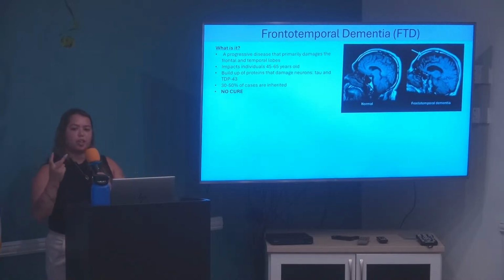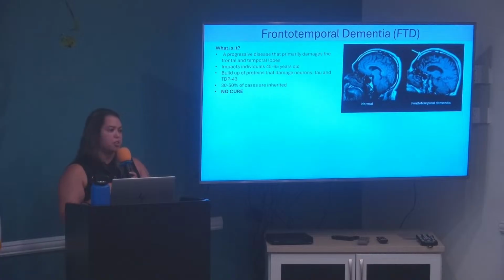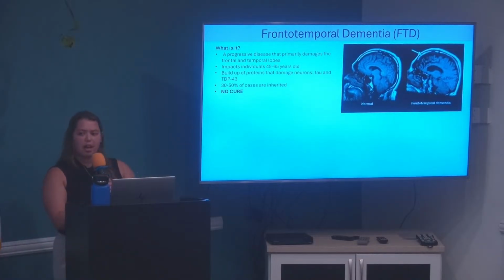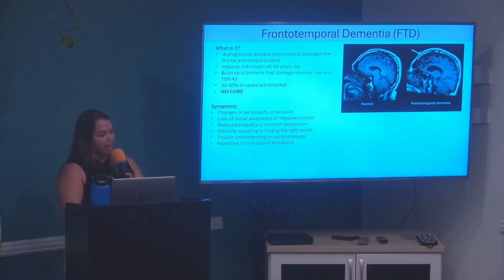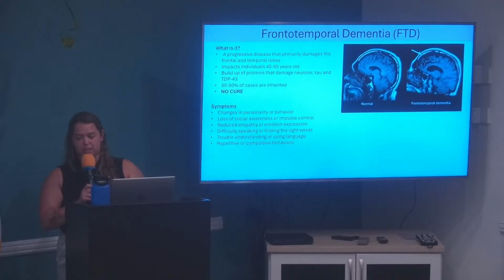This is the one where you do that 180 in your personality. So a family man turns into a gambler, that story. This is the disease that really shows the phenomenon of that situation. So again, personality and behavioral disorder, loss of social awareness, so impulse control, maybe someone just says the craziest thing or says the most inappropriate thing, that can be a symptom. Reduced empathy, emotion expression, so someone who just does not share or doesn't empathize with anyone, doesn't see the good in anything. Trouble understanding or using language is also associated, and repetitive or compulsive behaviors.